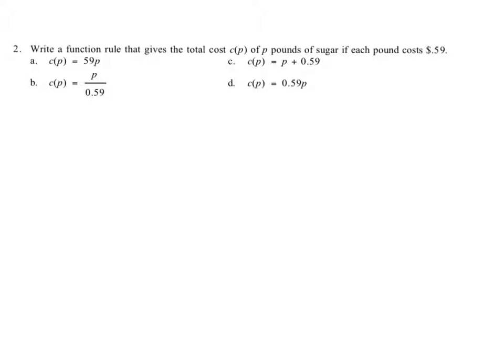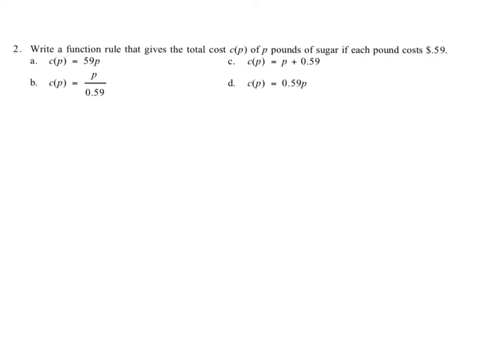This is a very common type of problem, real basic. You're going to want to master this, where if you were paying a cost per unit, let's say, the unit being pounds, then you will multiply that variable number of pounds by the unit price. So we would say, okay, then C of P will equal 0.59 times however many pounds we get.